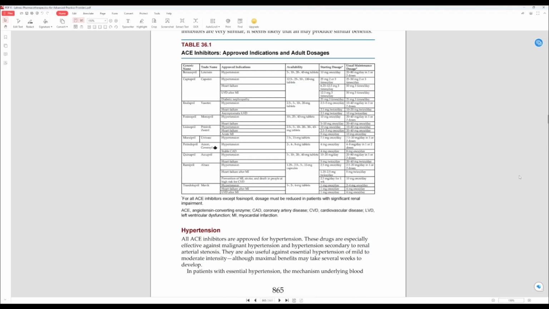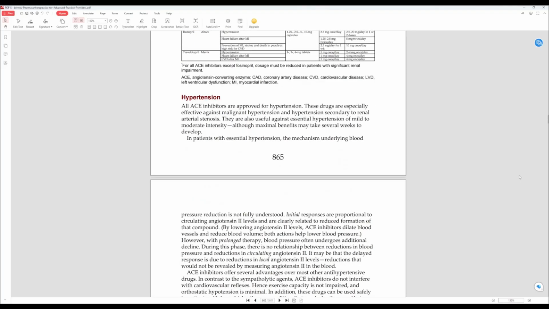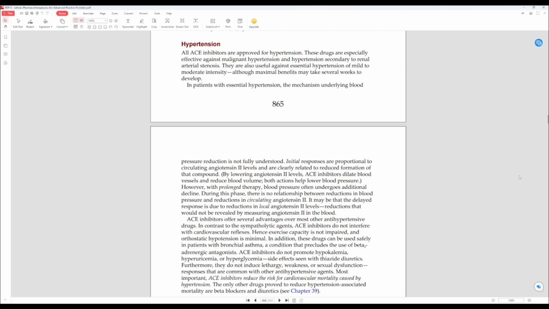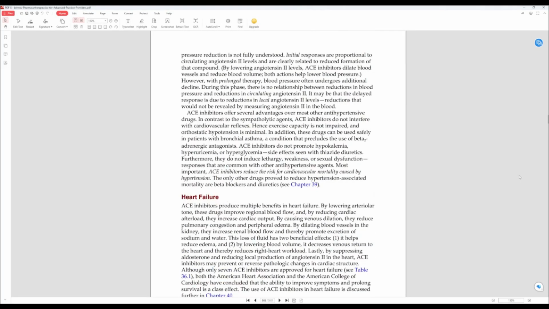So here is an outstanding spot to hit pause to look at all the different ACE inhibitors approved for indications at adult dosages. So the first being, for instance, hypertension. All ACE inhibitors are approved for hypertension. These drugs are especially effective against malignant hypertension and hypertension secondary to renal arterial stenosis. They are also useful against essential hypertension of mild to moderate intensity, although maximal benefit may take several weeks to develop. In patients with essential hypertension, the mechanism underlying blood pressure reduction is not fully understood. Initial responses are proportional to the circulating angiotensin II levels and are clearly related to reduced formation of the compound.